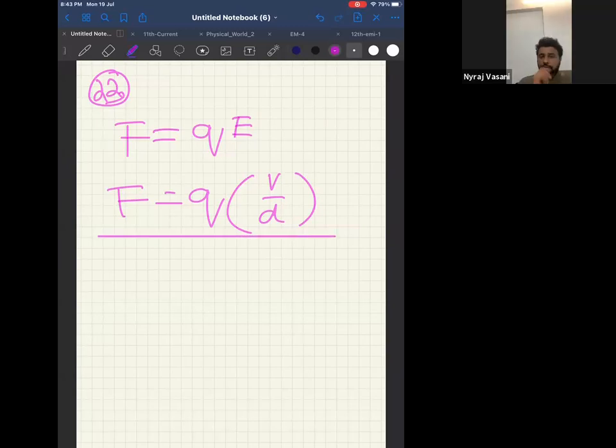This formula is clear, all of you. F is equal to QE or Q into V by D. Now, from this formula, can I say F is equal to charge? Now, what is the question? It is electron. So, it is 1.6 into 10 power minus 19 into V.